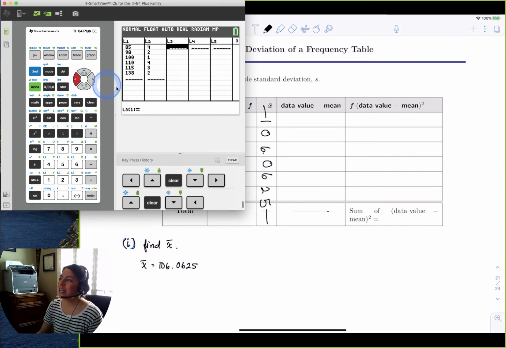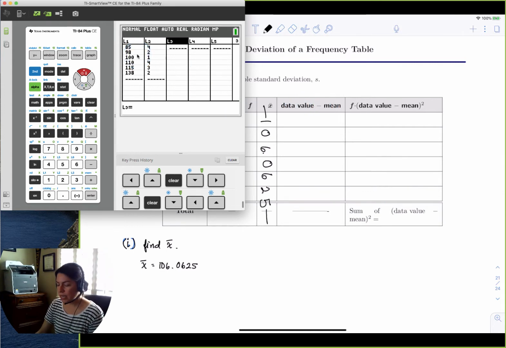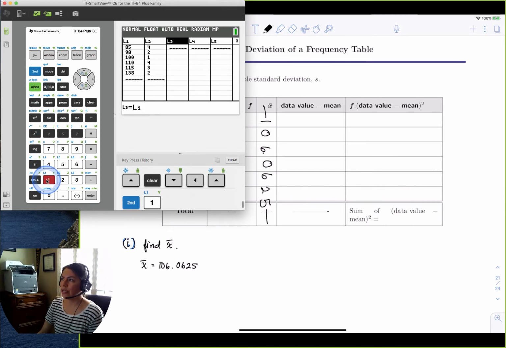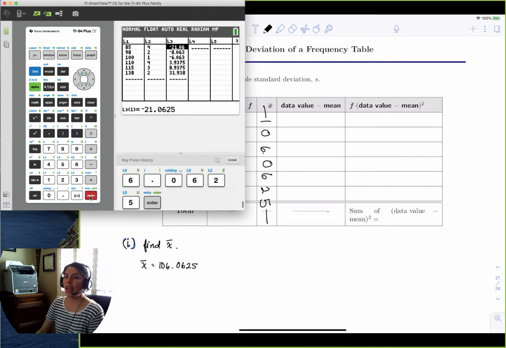And let's go ahead and do these steps here, the data value minus the mean, and the frequency times that squared, and put the values in our table. So the first thing I'm going to do in list 3 is go up and put the data value minus the mean. So the data values are right here, and I'm going to subtract the mean. So I'm going to say, well, list 1 are where my data values are, and I'm going to minus the mean of 106.0625.